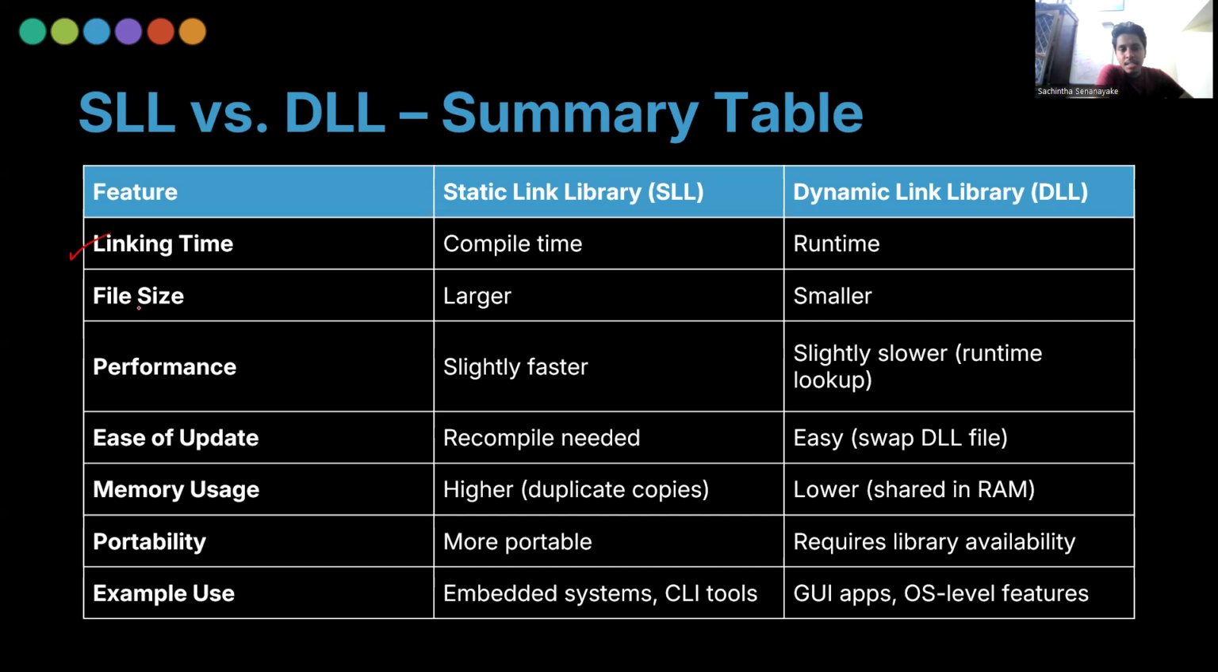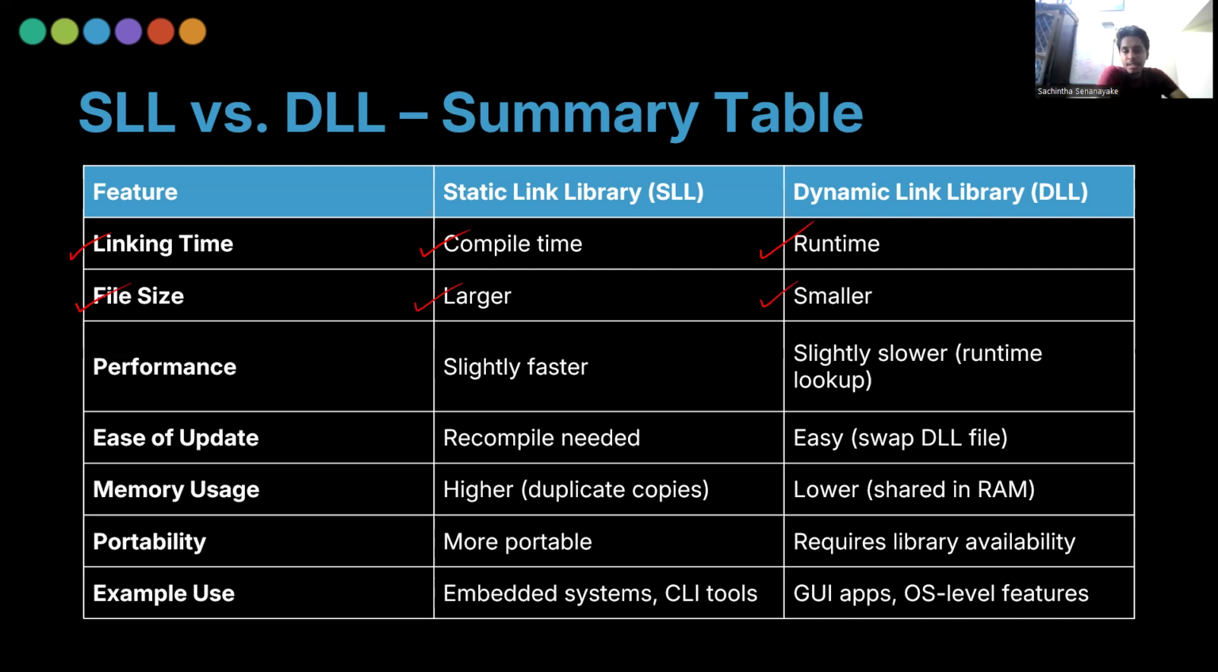The first thing about SLLs is that they are linked during compile time, whereas DLLs are linked during runtime. The file size of SLLs is larger, meaning SLL generated code is quite large because they have to literally copy paste the program. Dynamic link libraries are quite small, right? Because the overall final program only contains your source code, but only references to the DLL code. As a result, you're not copy pasting the code from the dynamic link library to your program. You're only maintaining references. So you're not bloating your code with code that other people have written.